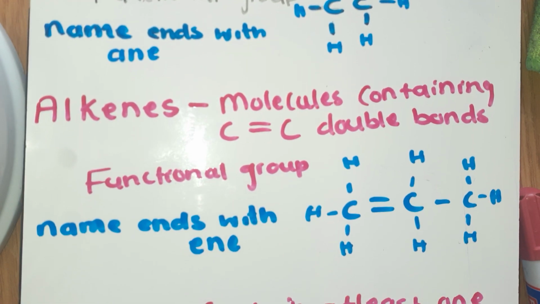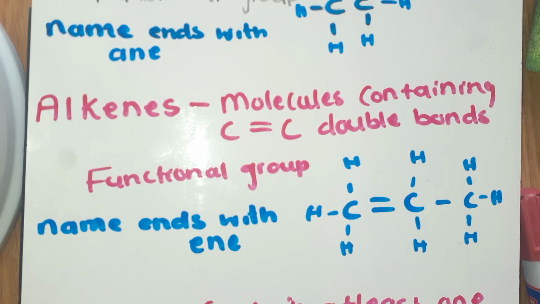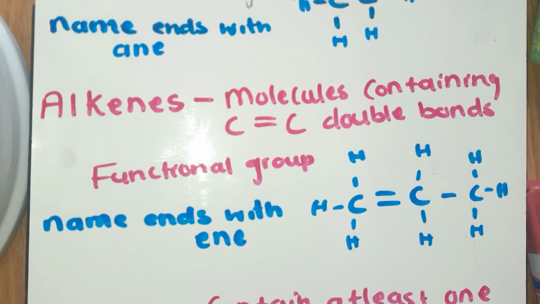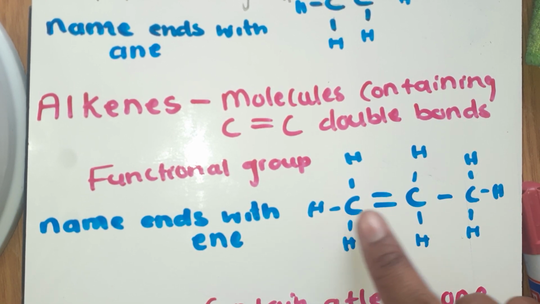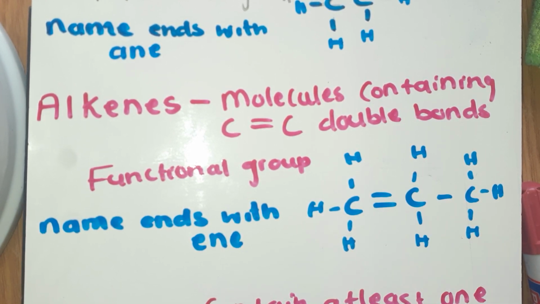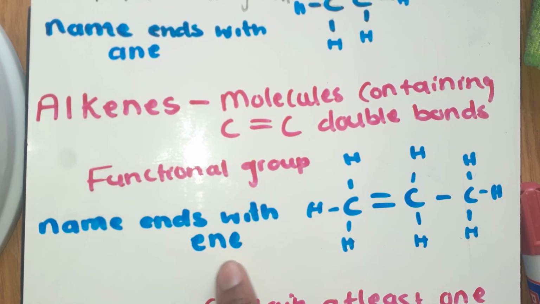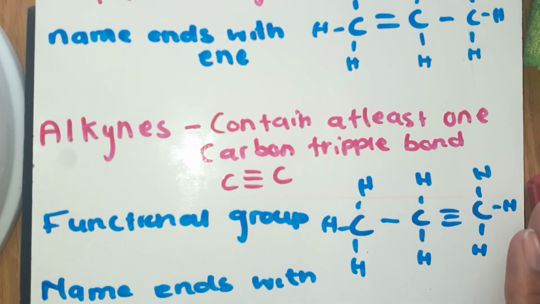And the second one is alkenes. So for alkenes, we have molecules containing carbon double bonds. So in that molecular structure, you will see something like this, where these two carbons have a double bonding in between. Now alkenes end with en, so this is how the name will end when you start naming this series.